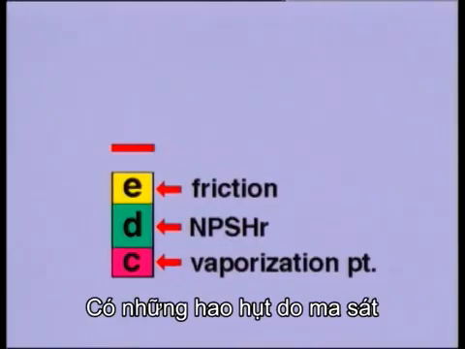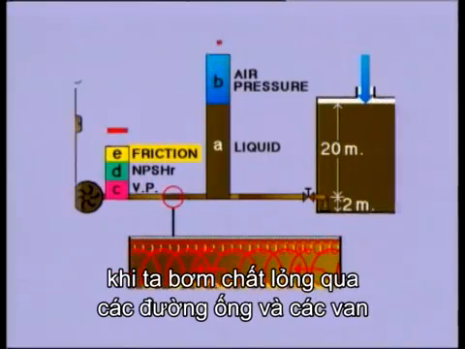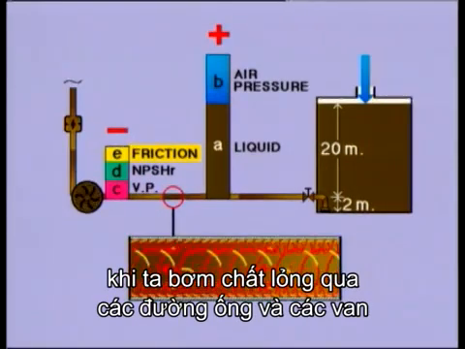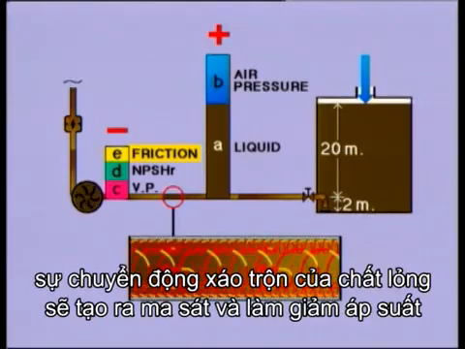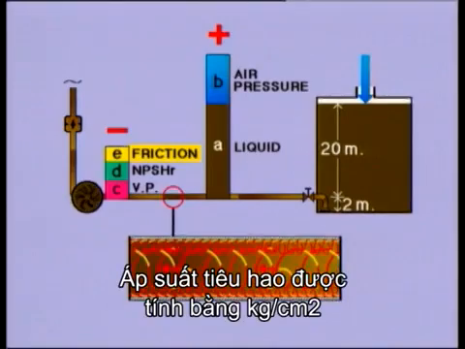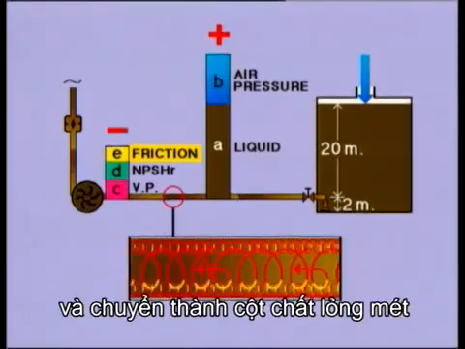There are losses from friction. When you pump liquid through pipes and valves, the turbulence of the liquid causes friction and loss of pressure. The pressure drop is measured in kilograms per square centimetre and converted to a metre liquid column.